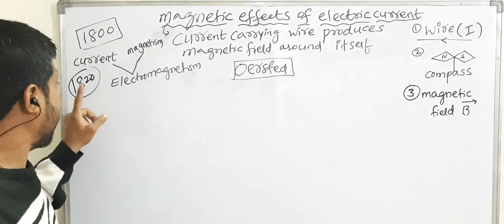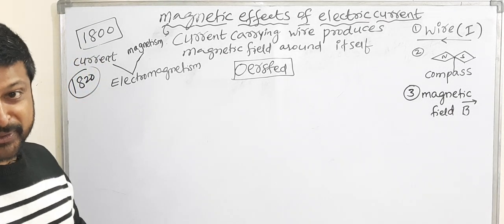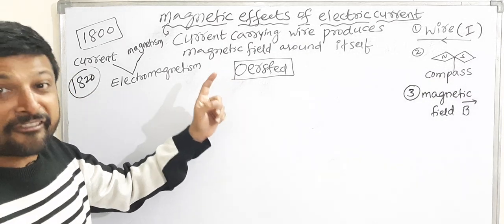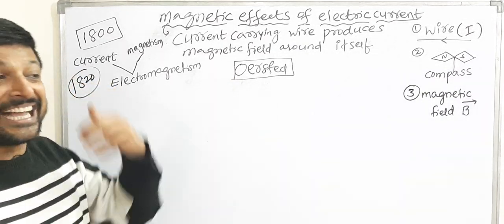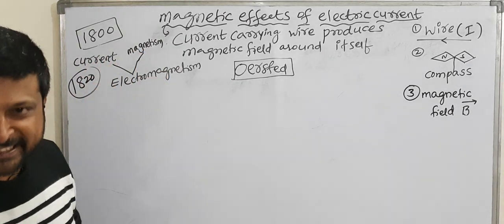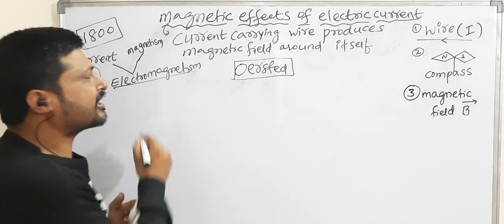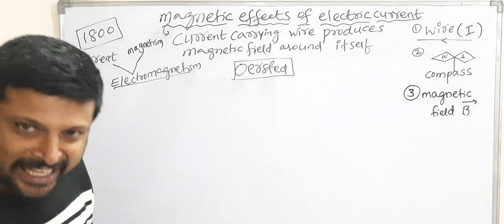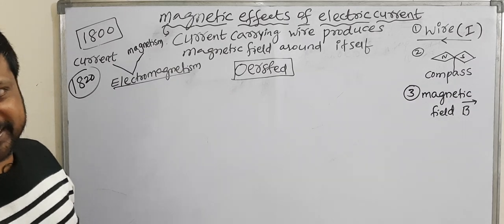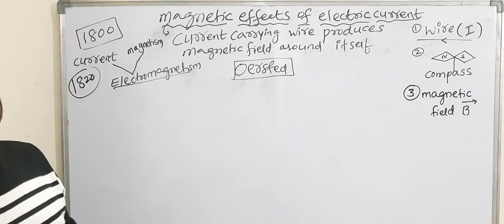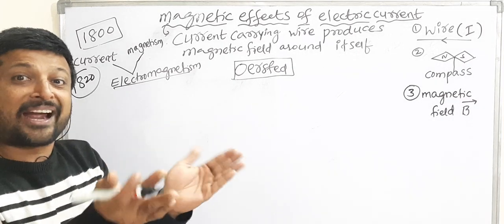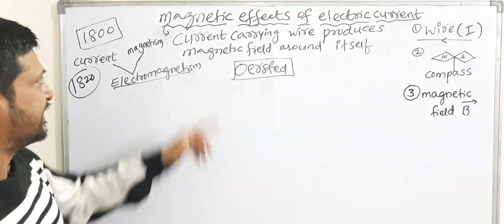But in 1820, one fellow, his name is Oersted, discovered the relationship between current and magnetism. That relationship we can call electromagnetism. That means current and magnetism are not different chapters. They are related with each other. So that is only our chapter.